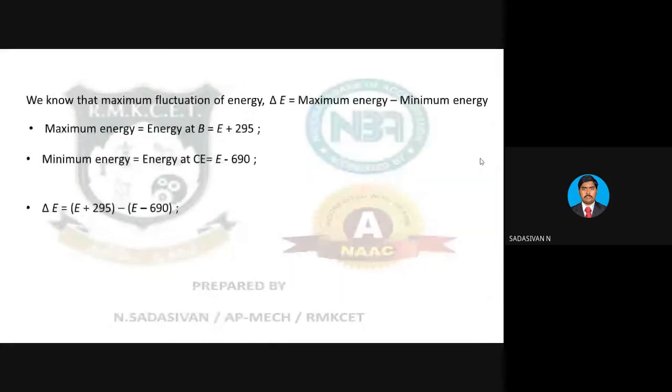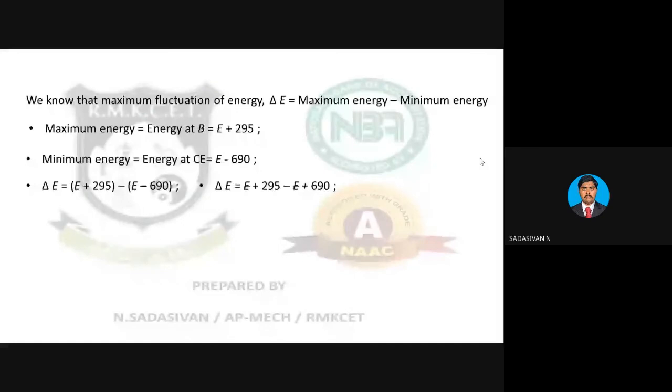Effective fluctuation, maximum energy minus minimum energy. In terms of millimeter square area, I have found out as 985 millimeter square. Now it is time to convert this into torque. How to convert that? 1 millimeter square on the turning moment diagram is pi by 36 Newton meter.